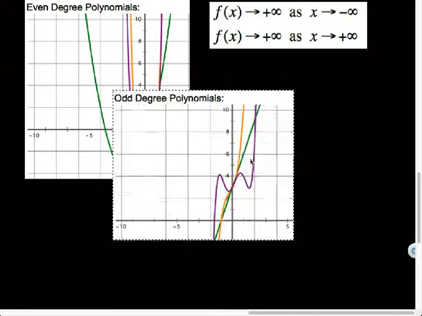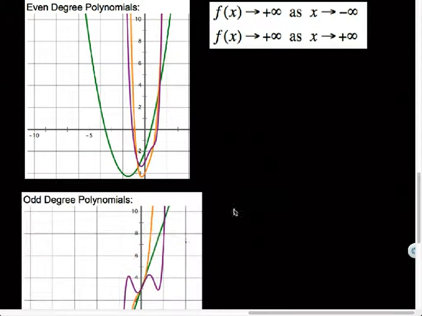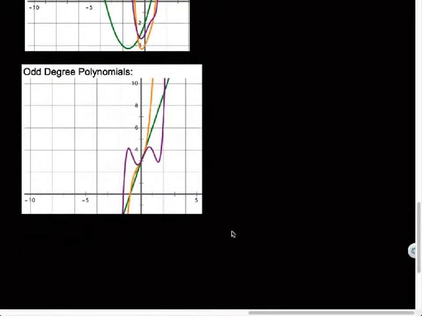And in a moment, we're going to actually do Simon Says for odd degree polynomials. It'll be oh so much fun. And even degree polynomials. So odd degree polynomials: the green line is x to the first, the orange line is x cubed, the purple line is x to the fifth. Those are all odd degree.